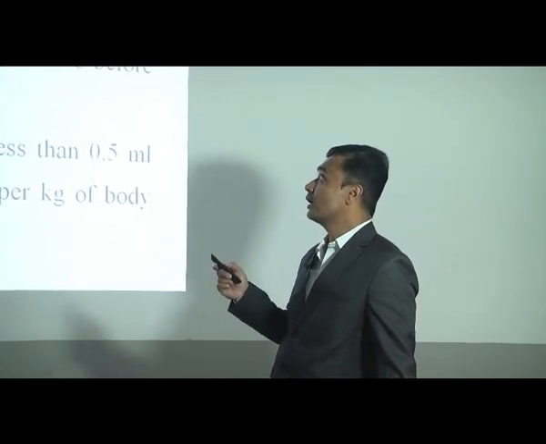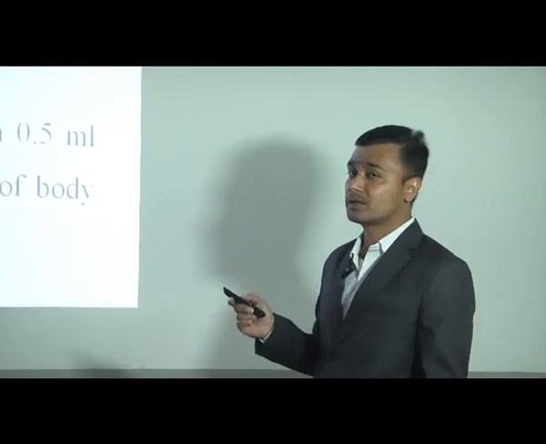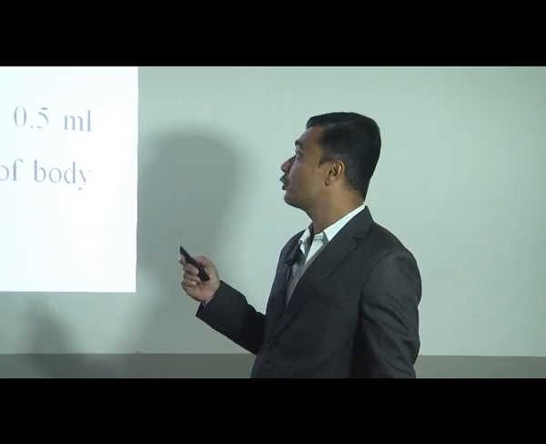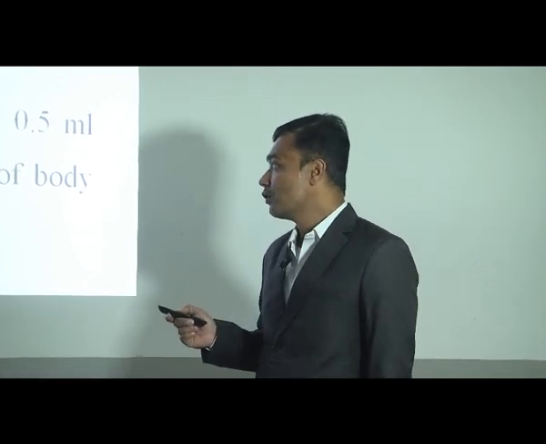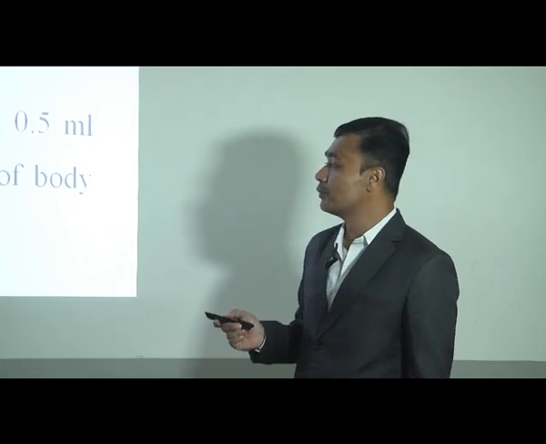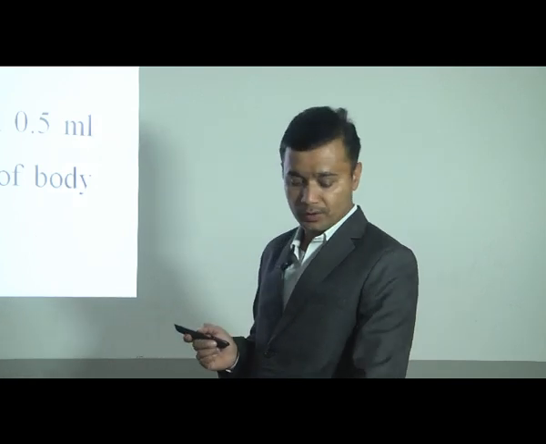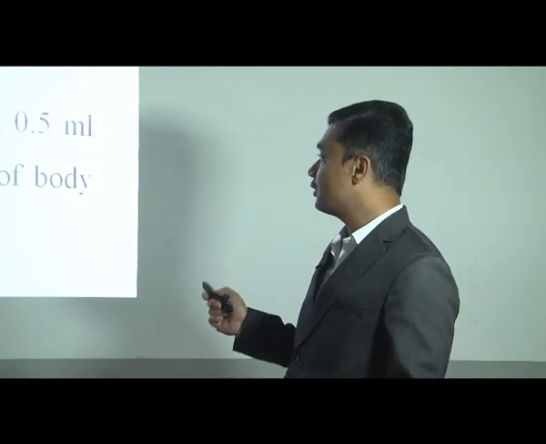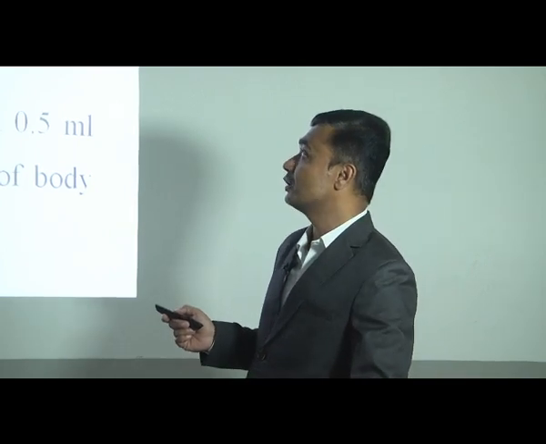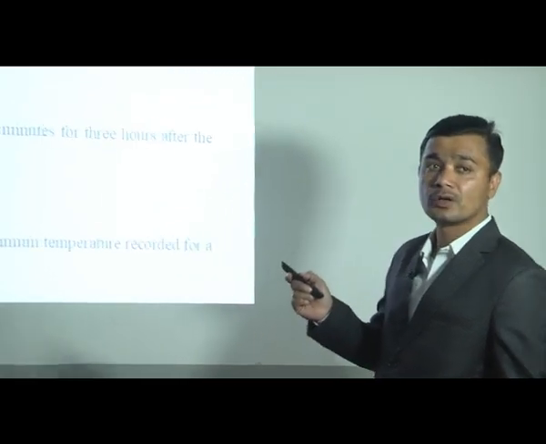The whole method is carried out in an air conditioned room. Dissolve the substance with pyrogen free saline solution, then warm the liquids up to 38.5 degrees Celsius. The volume of injection is not less than 0.5 ml per kg or more than 1 ml per kg of body weight. So this 0.5 ml to 1 ml per kg sample may be injected into the rabbits for study. So this is the procedure for the rabbit study.